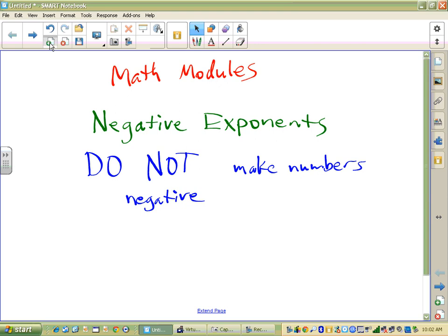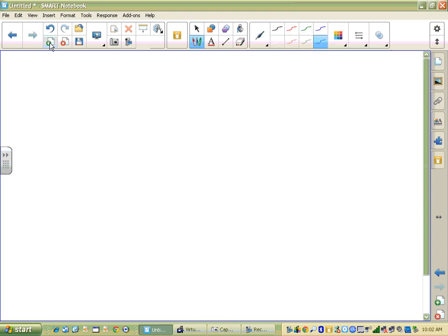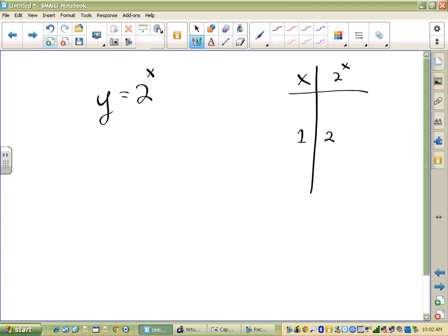In exploring this, let's consider the number 2. If we exponentiate 2, in other words, raise it to some power, we could generate a table of values, x and what y is, or 2 to the x. So 2 to the first power is 2. And 2 to the power of 2 would be 2 squared, which is 4. And 3 would be 2 cubed, which would be 8.